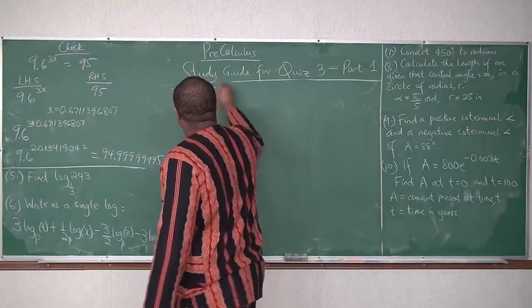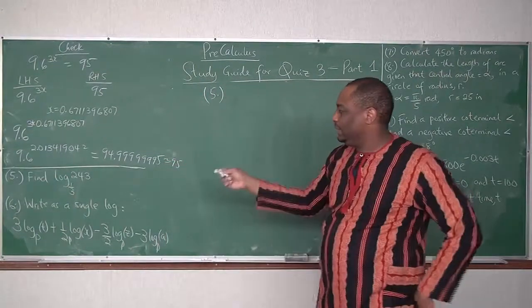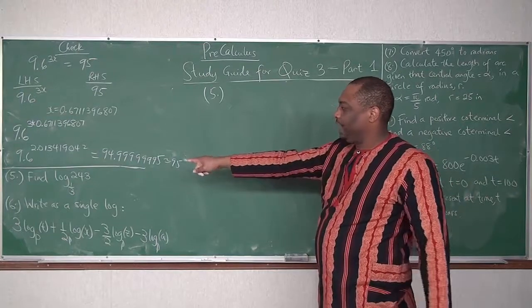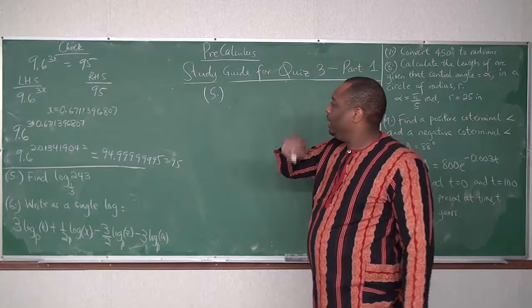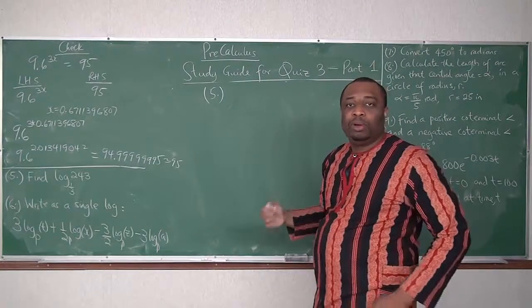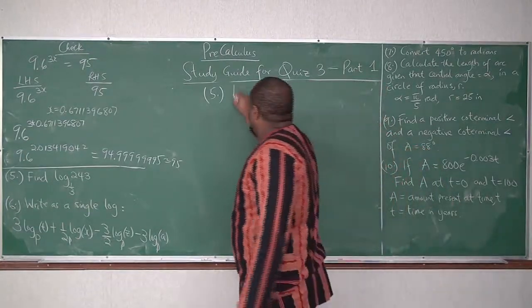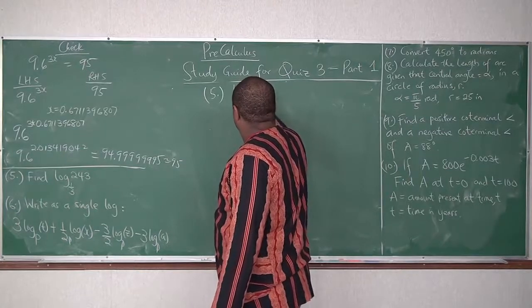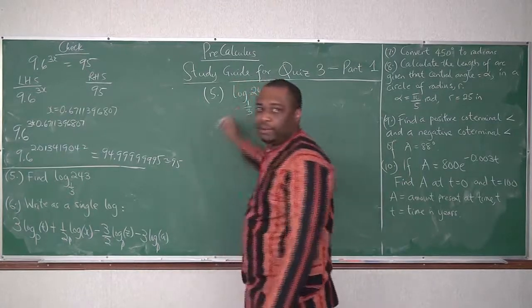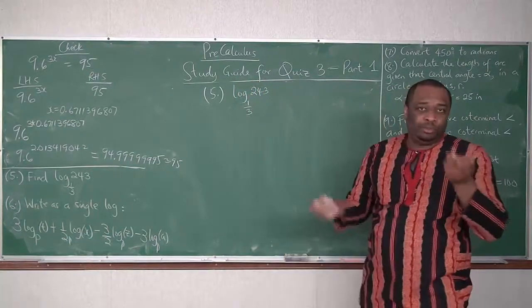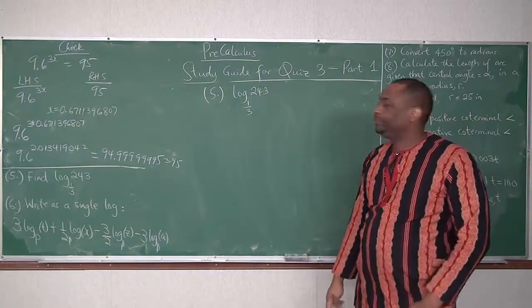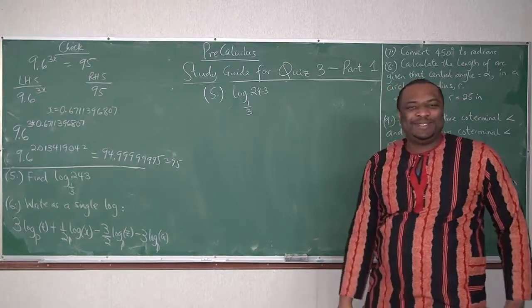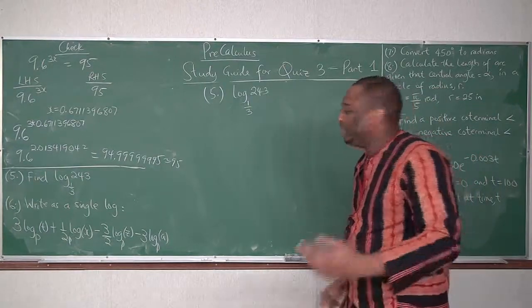Question 5, it says, write this in a single log. Find log of this: log 243 to base 1 over 3. Log 243 to 1 over 3 as base. I have 2 methods to do this problem, 2 ways to do it. Do you want to learn the 2 ways? Okay.